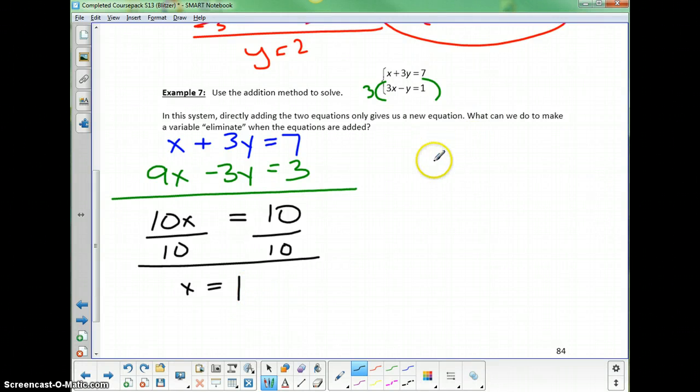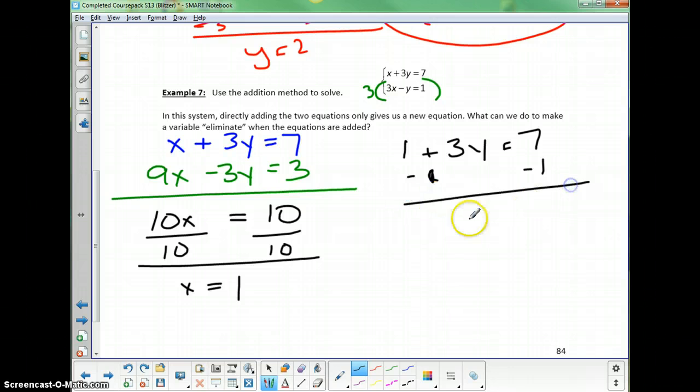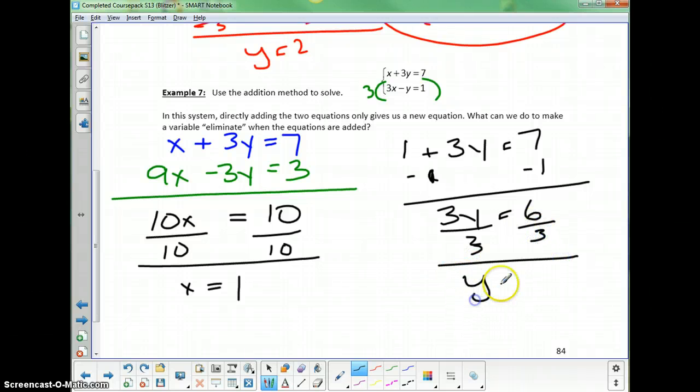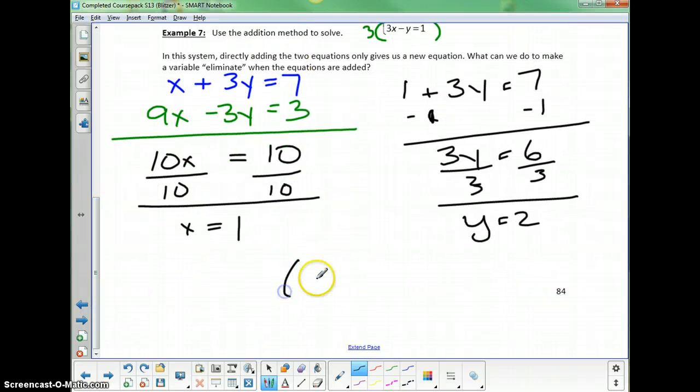So now I need to find the y value. So let's just take either equation. I'll go with the top one. X is 1. So 1 plus 3y is 7. If I subtract the 1, I know that I'm going to get a 6. 3y equals 6, and divided by 3, I get 2. Okay, so my solution here is the ordered pair 1, 2.